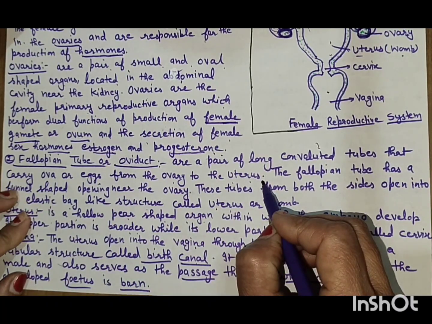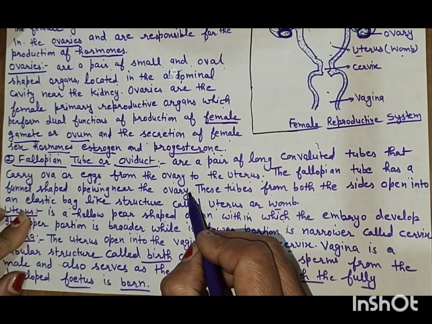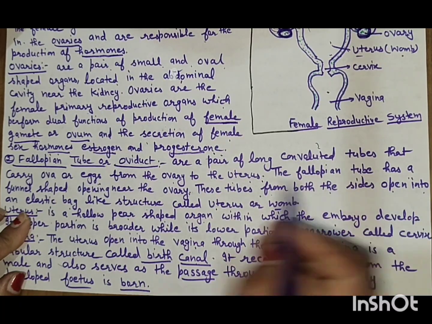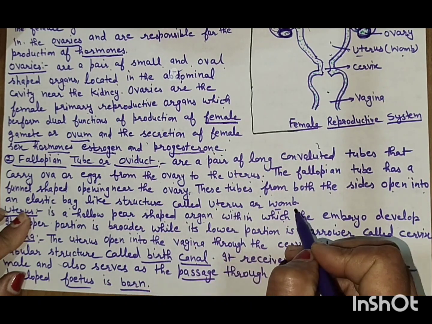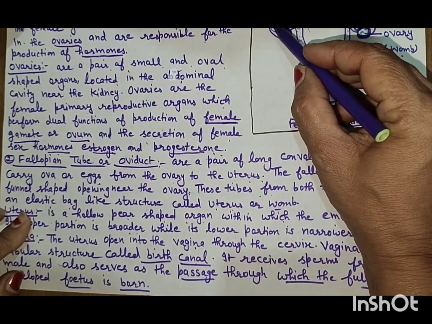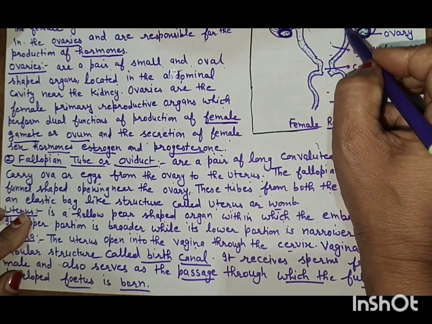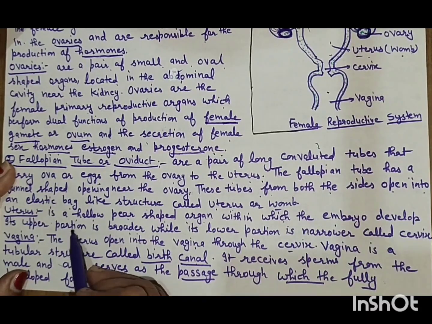The fallopian tube has a funnel-shaped opening near the ovary. These tubes from both sides open into an elastic bag-like structure. This is called the uterus, or womb.